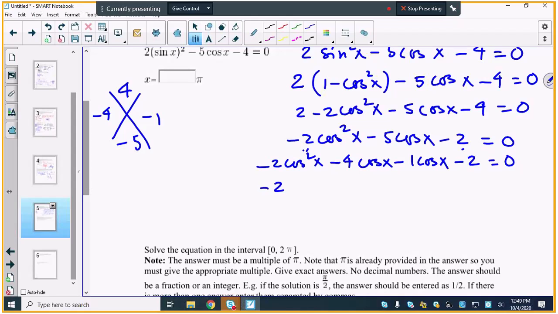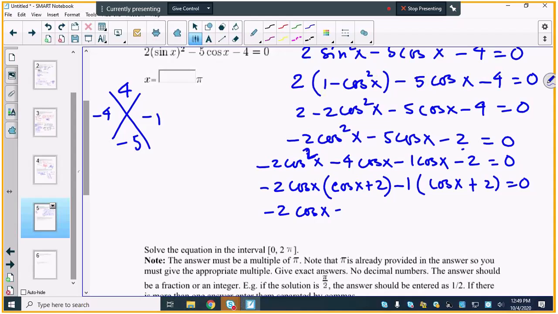Factoring out minus 2 cosine square x and minus 4 cosine square x, negative 2 cosine x is common. So if I factor that out, I get cosine x minus 2. Then I factor out negative 1, and I still get cosine x plus 2. So it should be plus 2 equal to 0. So the two solutions are going to come from the factors negative 2 cosine x minus 1 and cosine x plus 2 equal to 0.